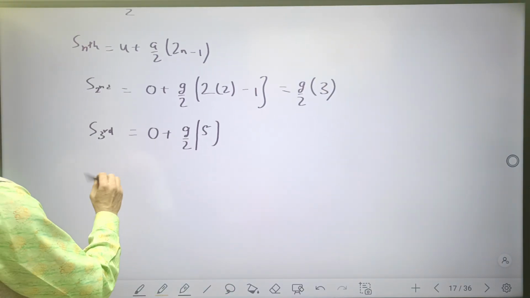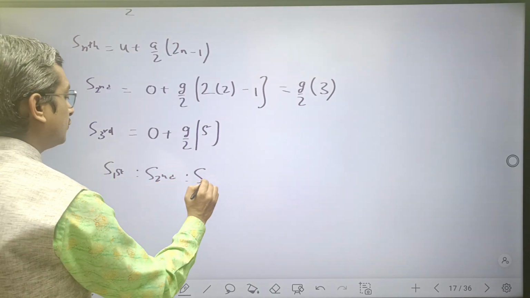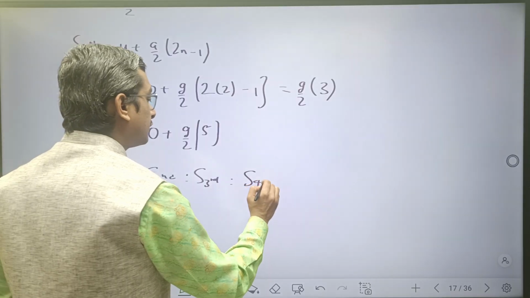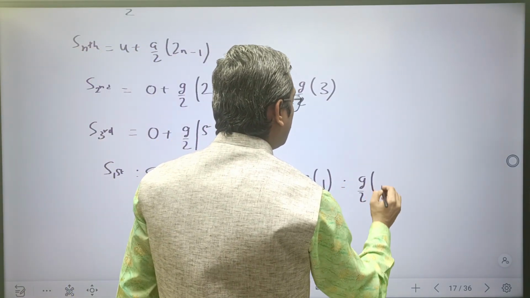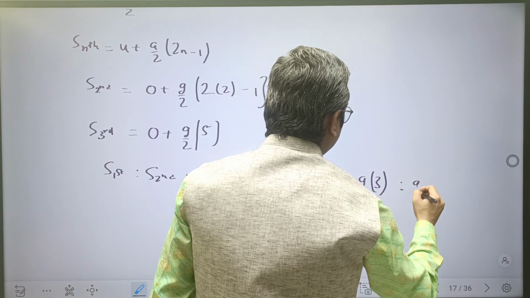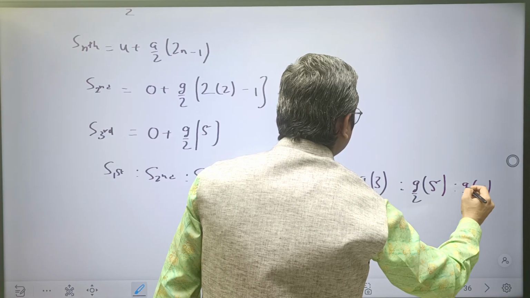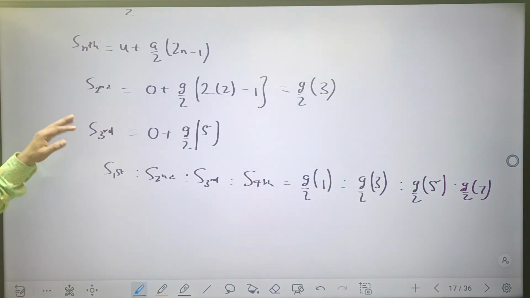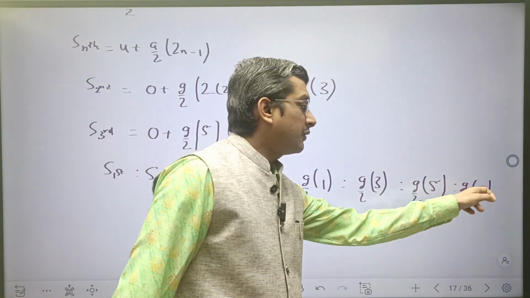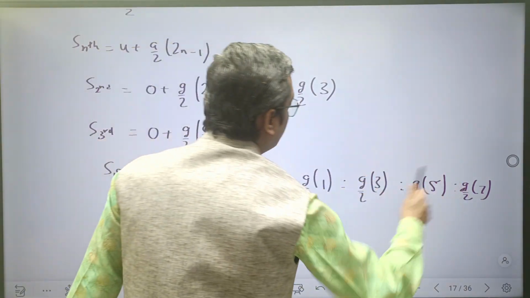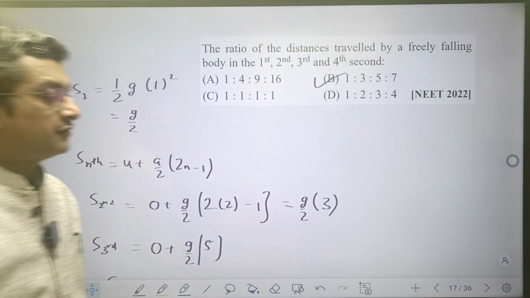So observe the pattern. S first is to S second is to S third is to S fourth. So this is g by 2 multiplied by 1, this is g by 2 multiplied by 3, this is g by 2 multiplied by 5, and this is g by 2 multiplied by 7. Observe this pattern: 2 threes are 6 minus 1 is 5, 2 twos are 4 minus 1 is 3. Similarly, 2 fours are 8 minus 1, 7. So g by 2, g by 2, g by 2 gets cancelled, and finally we will get 1 is to 3 is to 5 is to 7. So this is the answer. Next.